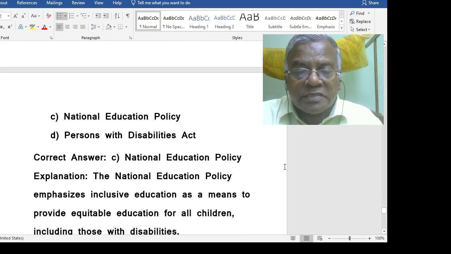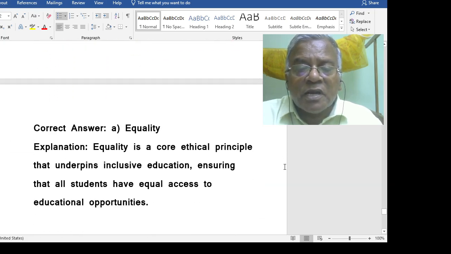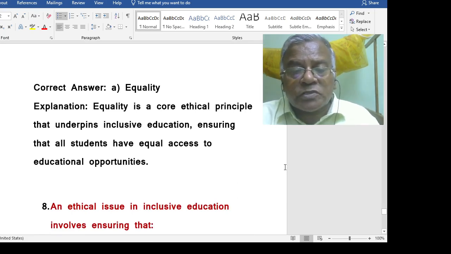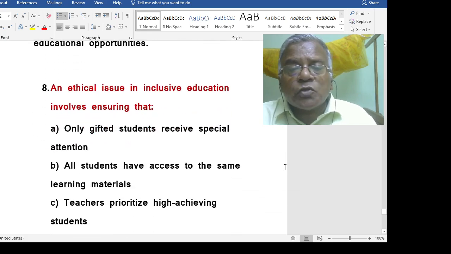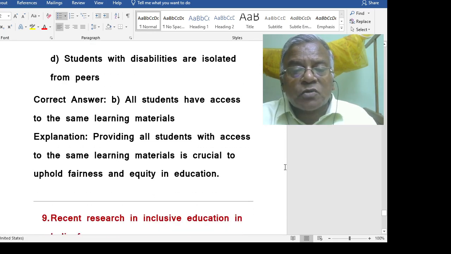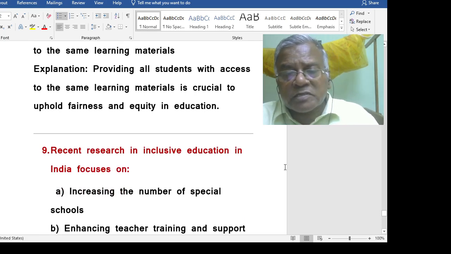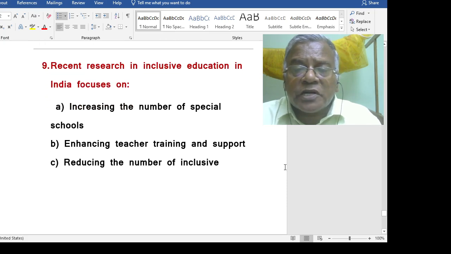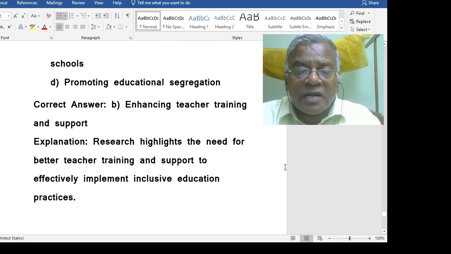That is National Education Policy. Which ethical principle is fundamental to inclusive education? That is equality. Equality is a core ethical principle that underpins inclusive education, ensuring that all students have equal access. An ethical issue in inclusive education involves ensuring that all students have access to the same learning materials. Providing all students with access to the same learning materials is crucial to uphold fairness and equity in education. Recent research in inclusive education in India focuses on enhancing teacher training and support.